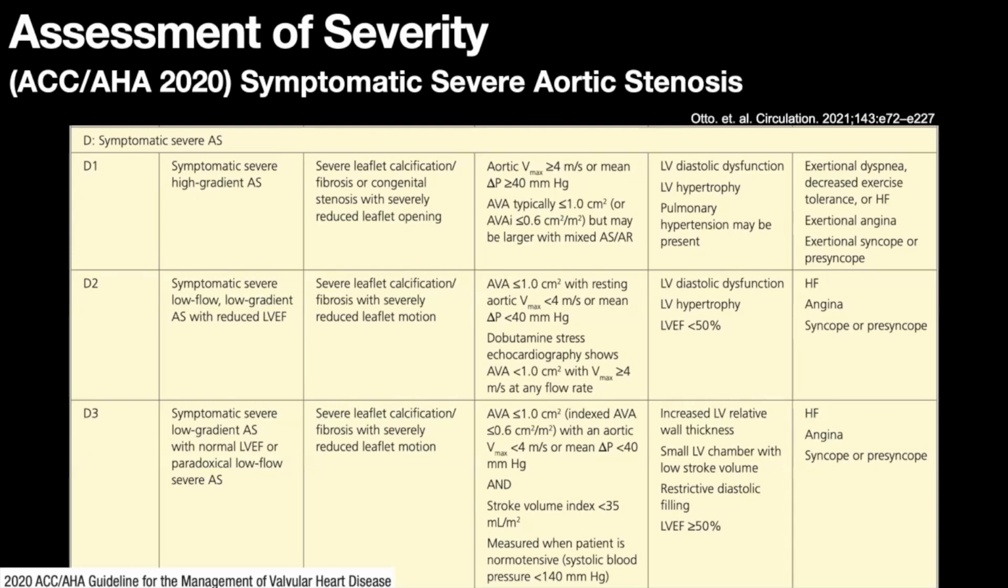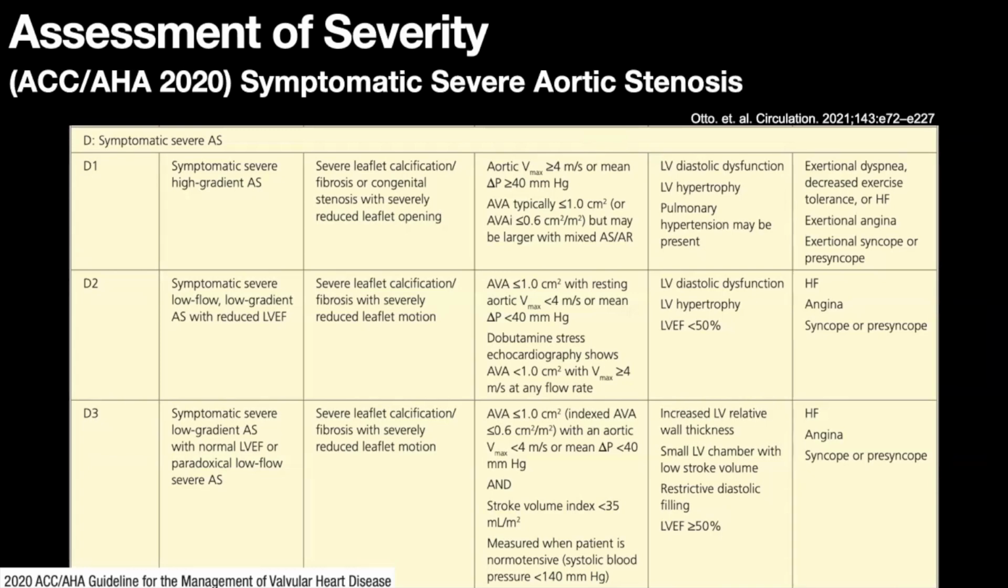D2 is the symptomatic severe low flow, low gradient aortic stenosis with reduced LVEF. This is that classical low flow, low gradient. And this is when you have an aortic valve area of less than 1, which suggests severe AS, but your velocities or gradients are not reaching that severe cutoff. And the patient has an EF of less than 50, suggesting that they don't have the forward flow to generate the adequate measurements. Now, to rectify this, we do a dobutamine stress echo, which, if the valve is severe, shows that the AVA remains below 1, but the gradient increases and the Vmax increases to 4 or more. And we'll come back to this later.